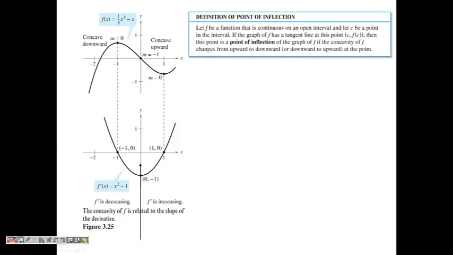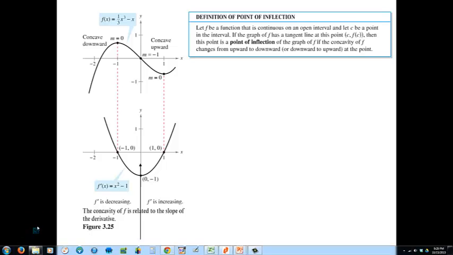Alright, so that brings us to the point of inflection. The point of inflection, the POI, is where it changes direction. It went from a concave down to a concave up.